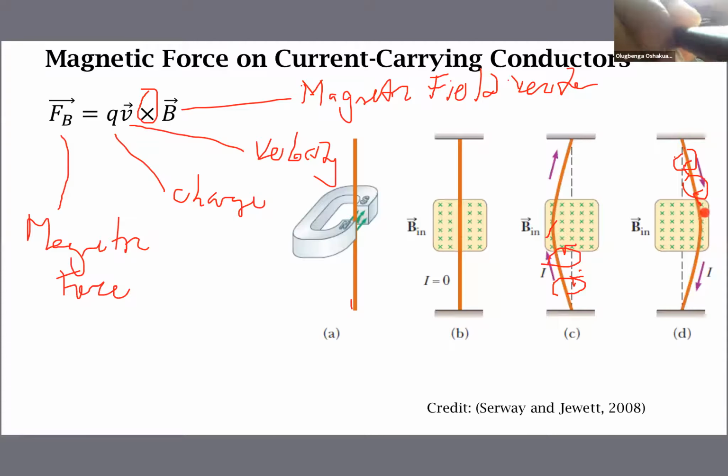If the external magnetic field, B in, is turned off, then it will return back to normal. It will look like what we have in B. If current is flowing, either upwards or downwards, and the external magnetic field is absent, if the external magnetic field is 0, then the magnetic field generated by the conductor will have nothing to interact with, and there will be no bending.